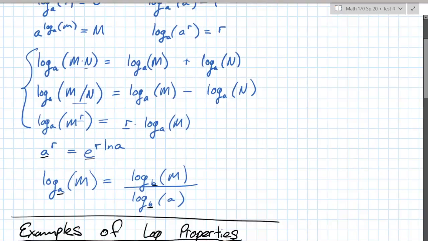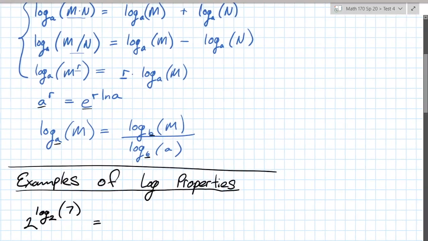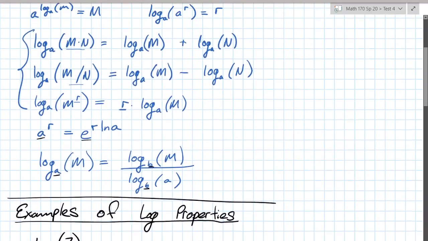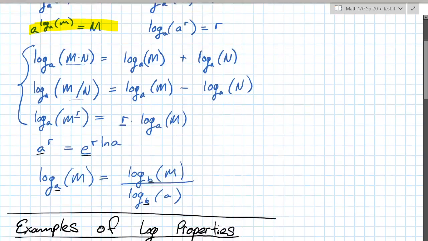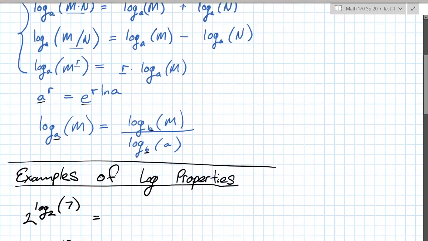So our first problem is 2 raised to the log base 2 of 7. If that matches one of these properties, we can go right to the answer. And it does. It's this property right here. So the answer is 7.